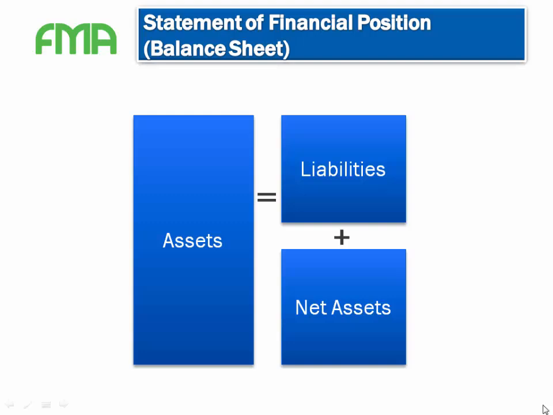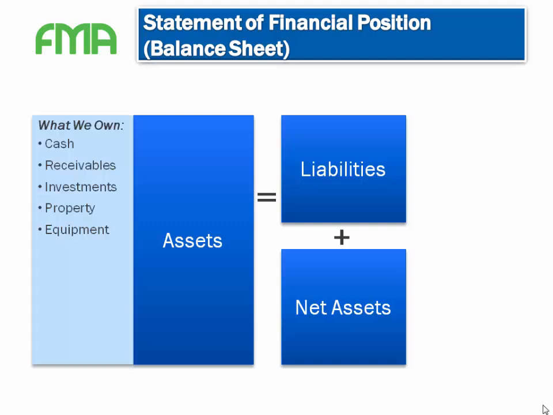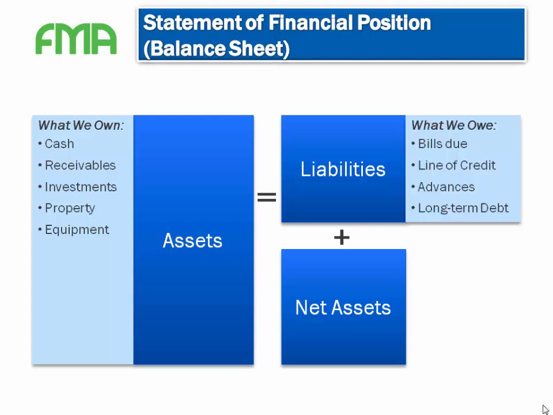So now what I'm going to do is walk through each of these 4 financial statements, beginning with the balance sheet. So the balance sheet consists of 3 components. We have assets, liabilities, and net assets. So our assets are simply what we own as an organization, including cash, receivables, investments, property, equipment. Anything that we own as an organization is an asset on our balance sheet. Liabilities is what we owe to parties outside the organization.